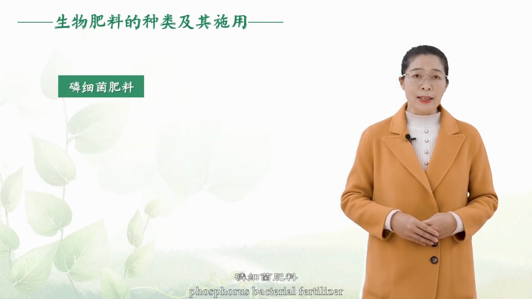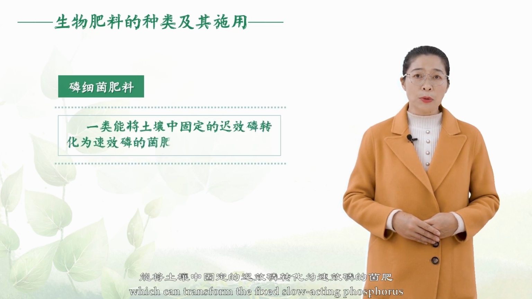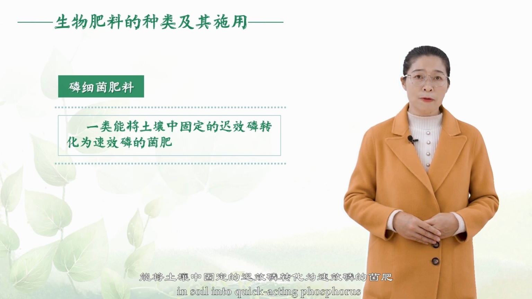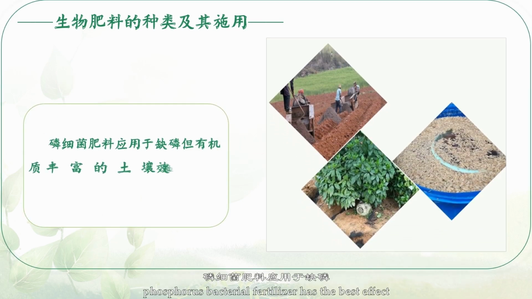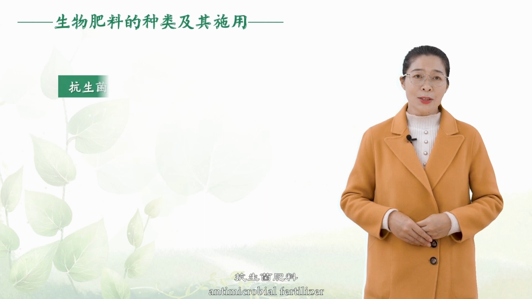Phosphorus bacterial fertilizer. Phosphorus bacterial fertilizer is a kind of bacterial fertilizer which can transform the fixed, slow-acting phosphorus in soil into quick-acting phosphorus. Phosphorus bacterial fertilizer has the best effect when applied to soil lacking phosphorus but rich in organic matter. It can be used as base fertilizer, top-dressing fertilizer, and seed fertilizer.